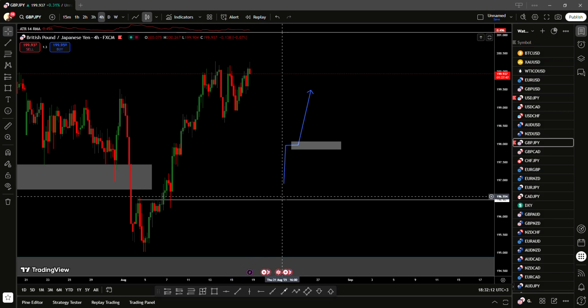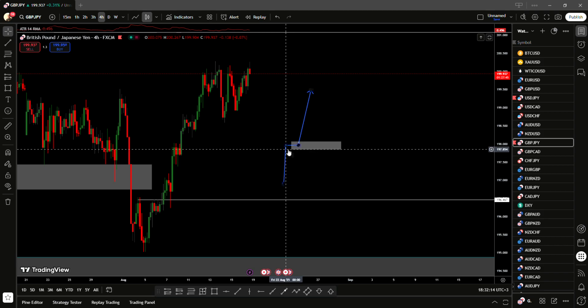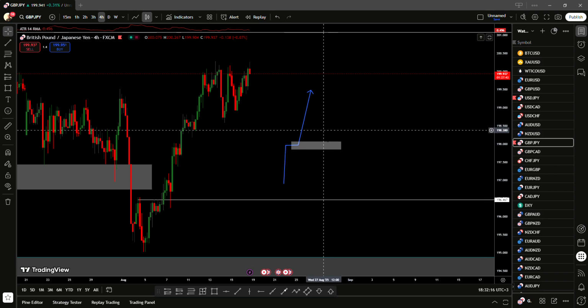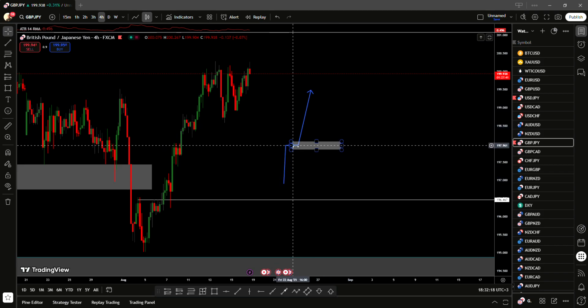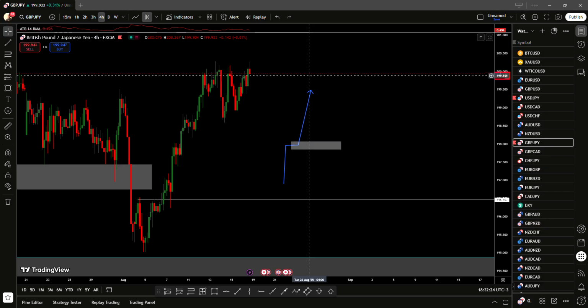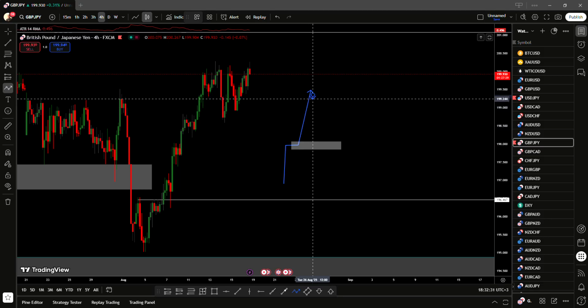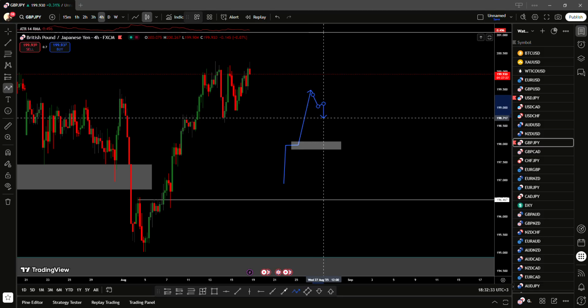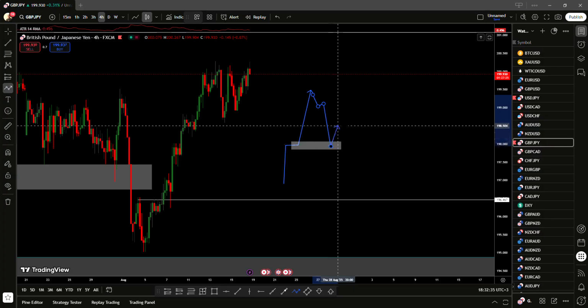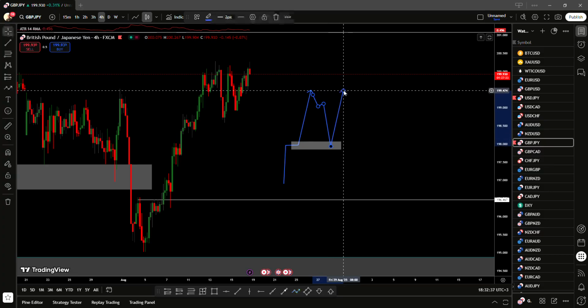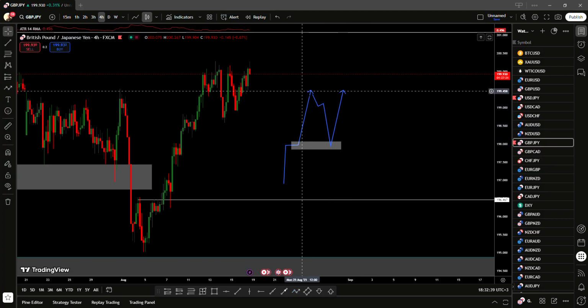So you see the setup here, rally base rally. It simply means price moves up, it forms a base or relaxes in momentum and then proceeds massively to the upside. So what do you do? You wait for price action to come back to this area, tap into this zone, and then go to the upside. You target the previous high.